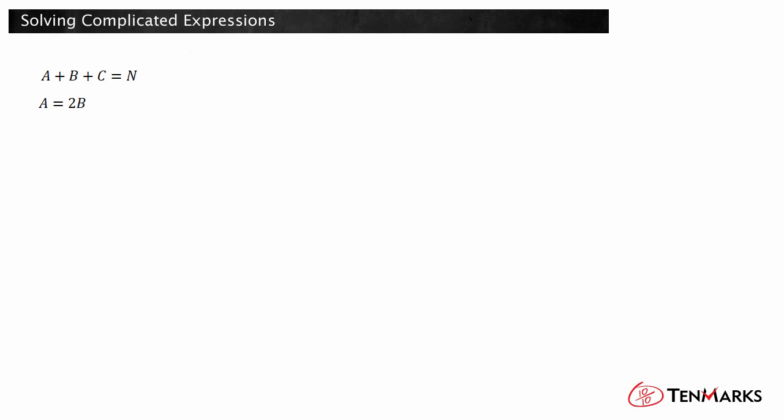This expression can be simplified by substituting a for 2b. Let's rewrite the expression as 2b plus b plus c equals n. The expression is now simplified as 3b plus c equals n. The expression now has two variables instead of three. Now let's look at the question.